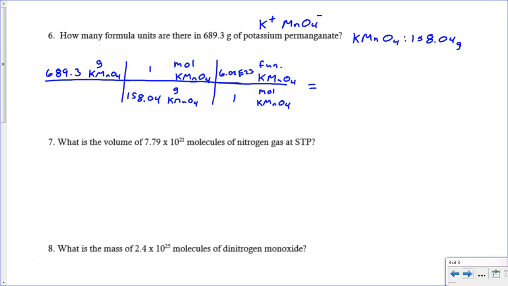So then we have four significant figures for 689.3. We have five significant figures for 158.04, but we have just three significant figures for the 6.02 times 10 to the 23rd. When you calculate this, you should round to three significant figures, and you get 2.63 times 10 to the 24th. And it's formula units of KMnO4.